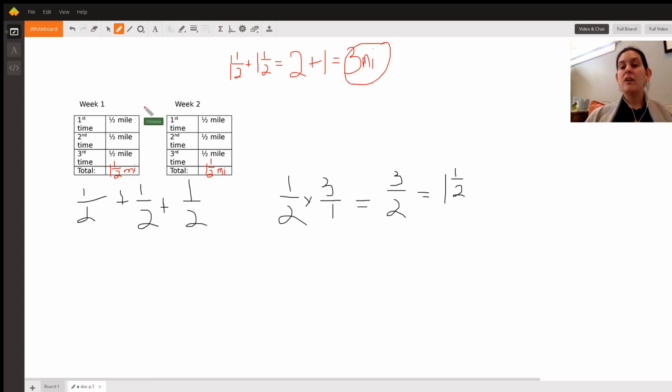So again, make a table, find your total for 1 week, and remember that you'll double that to find the total for 2 weeks. You've got this. Wishing you luck solving this problem.